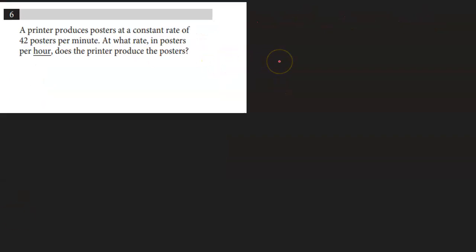All right, number 6. So a printer produces posters at a constant rate of 42 posters per minute. And she wants to find out how much it can do in an hour.